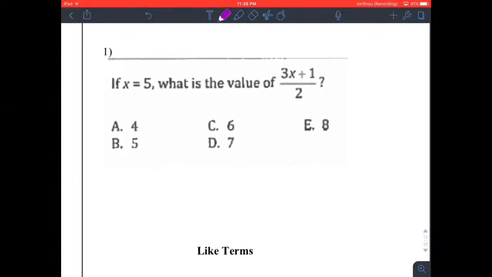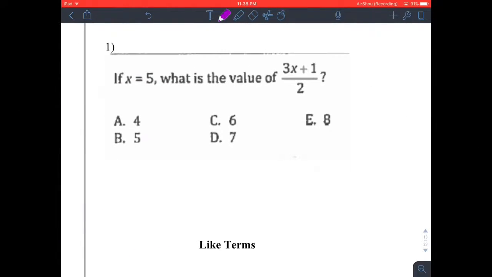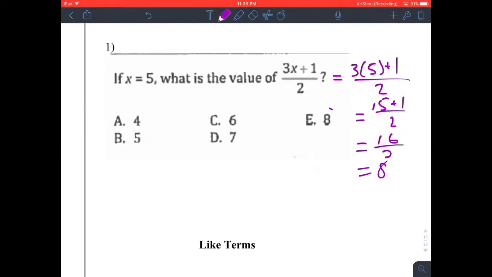Now let's look at an example. If x equals 5, what is the value of 3x plus 1, divided by 2? Well, this is not an equation, this is simplifying an expression. If you replace the x with a 5 and simplify this, 5 times 3 is 15, add 1 to that, you get 16, divide that by 2 and you get 8.